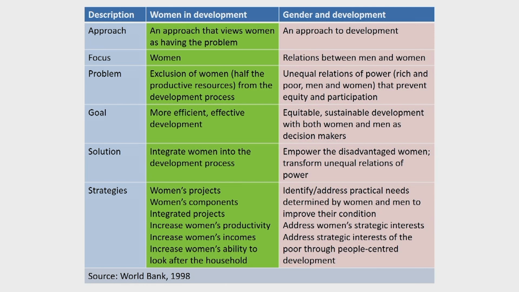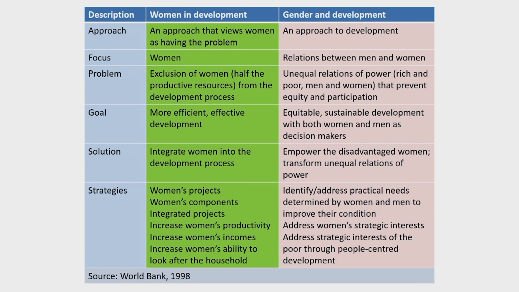The goal of the Women in Development approach is to bring about more efficient and effective development, whereas the goal of the Gender and Development model is to look at equitable, sustainable development with both women and men as decision makers. With respect to Women in Development, the solution is to integrate women into the development process, whereas Gender and Development focuses more on empowering the disadvantaged women and transforming unequal relations of power, also asking questions and posing challenges with respect to the unequal distribution of power that exists within a society.